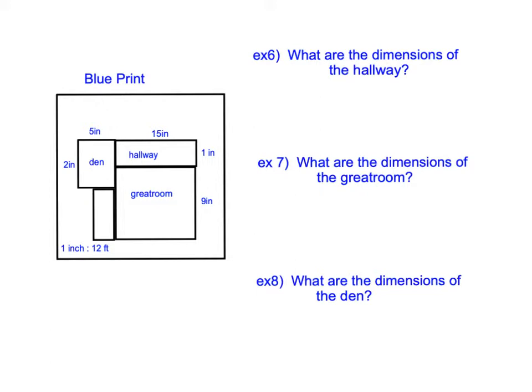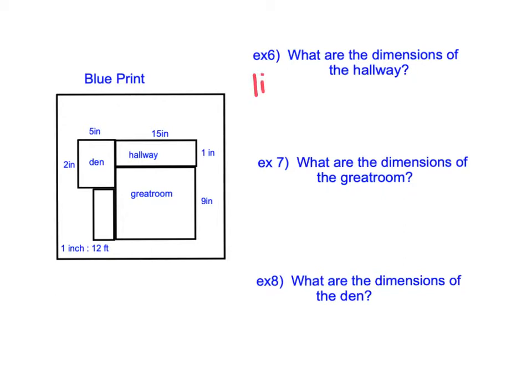So here's an example of what a better blueprint might look like. You would unroll this and there's your blueprint of a great room, a hallway, and a den. And you can see down here in the bottom corner that you have your scale, that 1 inch is 12 feet. So 1 inch on this map is equivalent to 12 feet in real life. We'll do the hallway together, find those dimensions, and then I'll leave you to finish it up with the dimensions of the great room and the den.